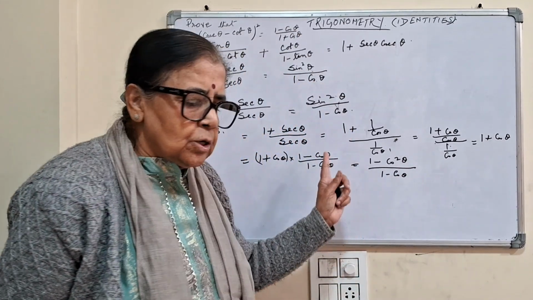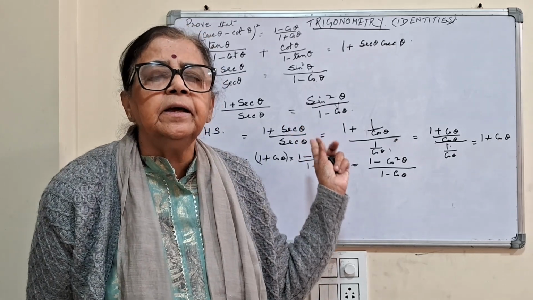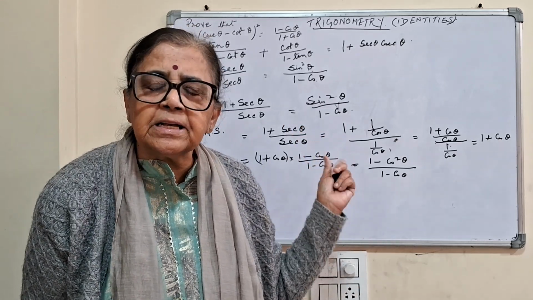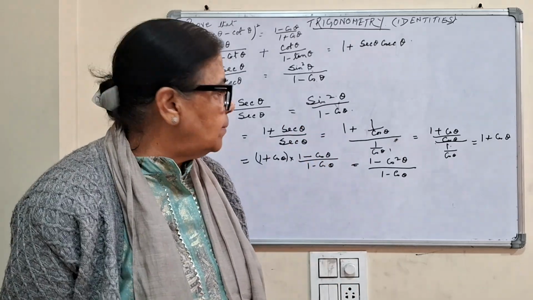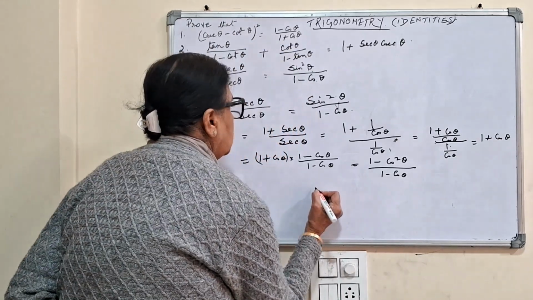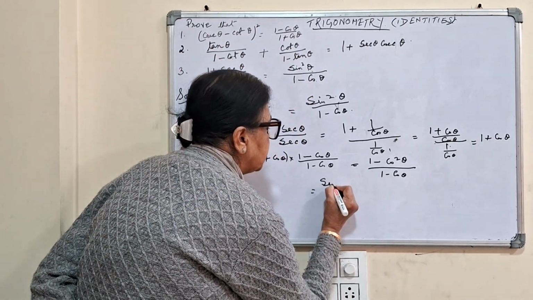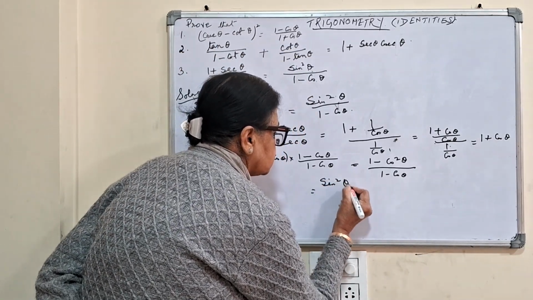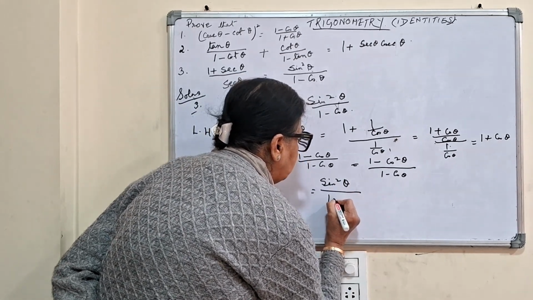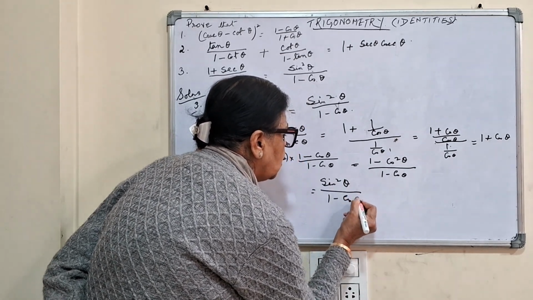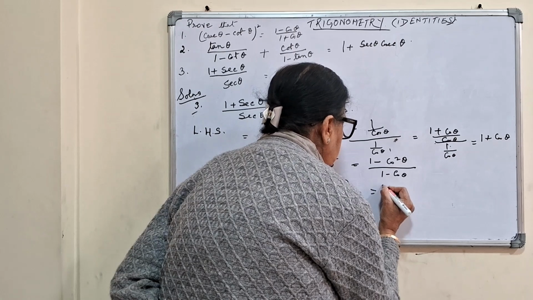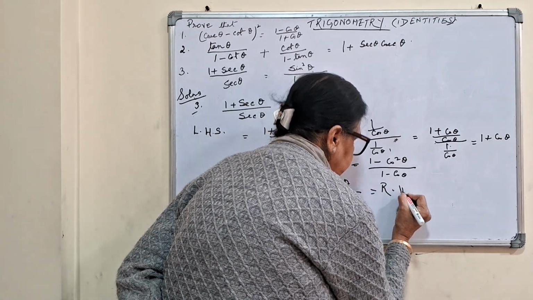Okay. 1 minus cos square theta is, which is the identity? The identity is 1 minus cos square theta is sin square theta. So it is equal to sin square theta upon 1 minus cos theta. I got the right hand side now. Hence proved.